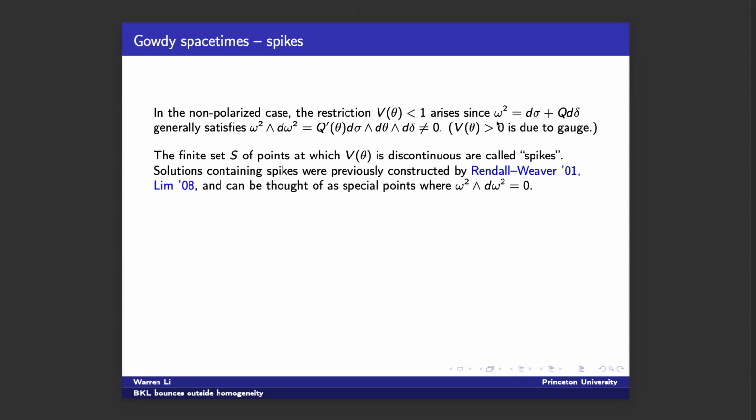Okay. So what about this finite set S of points where P(theta) is allowed to be discontinuous, for instance? It doesn't have to lie between them. These things are called spikes, and there are actually solutions containing such things, and they can be considered as very, very special points where this thing is zero. For example, P prime vanishes, and that means that at that finite set of points, this is true.